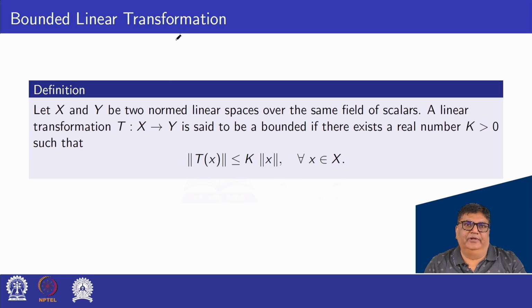Bounded linear transformation. Let X and Y be two normed linear spaces over the same field of scalars. A linear transformation T from X to Y is said to be bounded if there exists a positive real number K such that norm Tx is less than or equal to K times norm x for all x belonging to X. If T satisfies this condition, then we say that T is a bounded linear transformation.